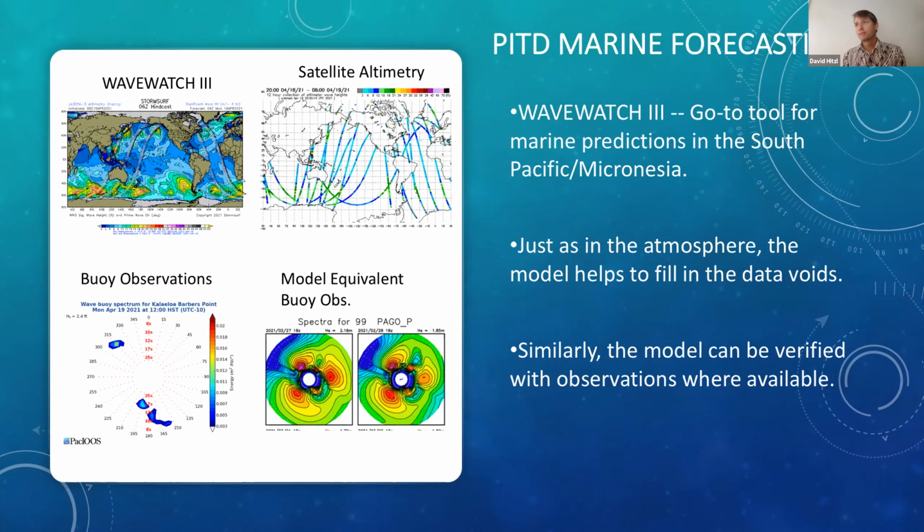So the WAVEWATCH III is a very economical tool, and it gives us information over the entire ocean basin, or over the ocean basins of all the globe. Of course, the observations are important, yet again, though, to do verification, to make sure those model runs are correct.